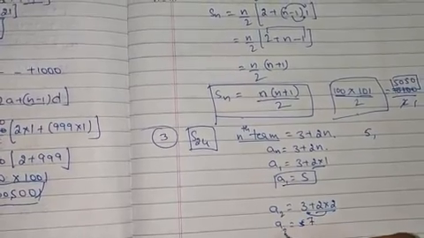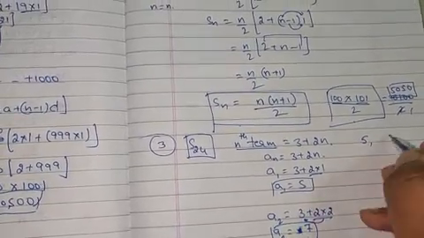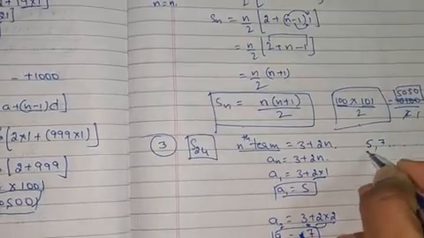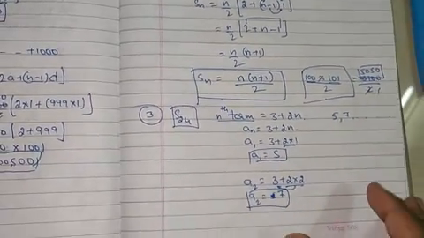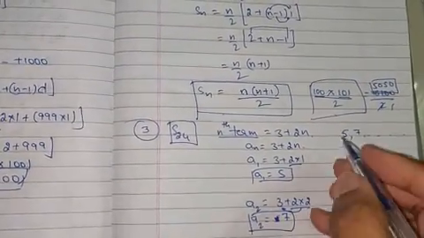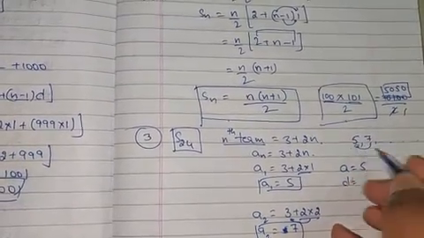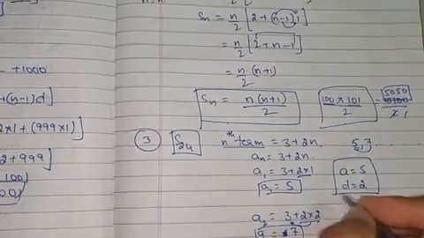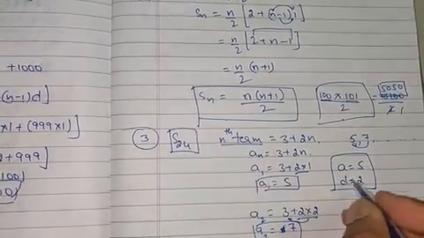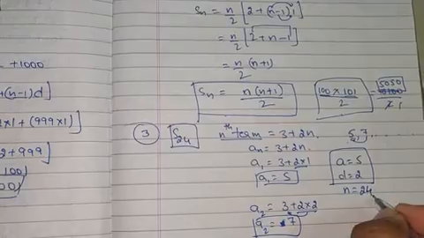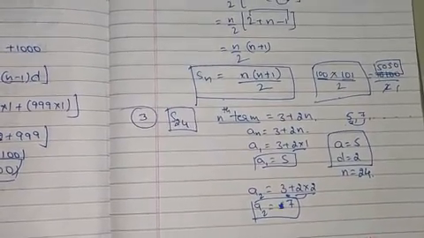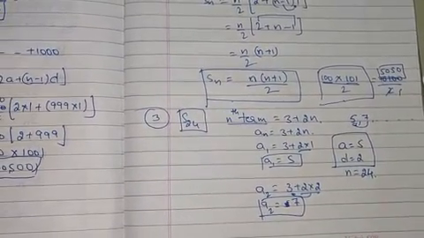a2 is 7. If we get the first two terms, it is enough for us to find the value of d. So in this question, a is equal to 5 and d is equal to 7 minus 5, which is 2. The first 24 terms means n is equal to 24. As we know all these values, let us substitute in the formula of Sn. So a is 5, d is 2, n is 24.